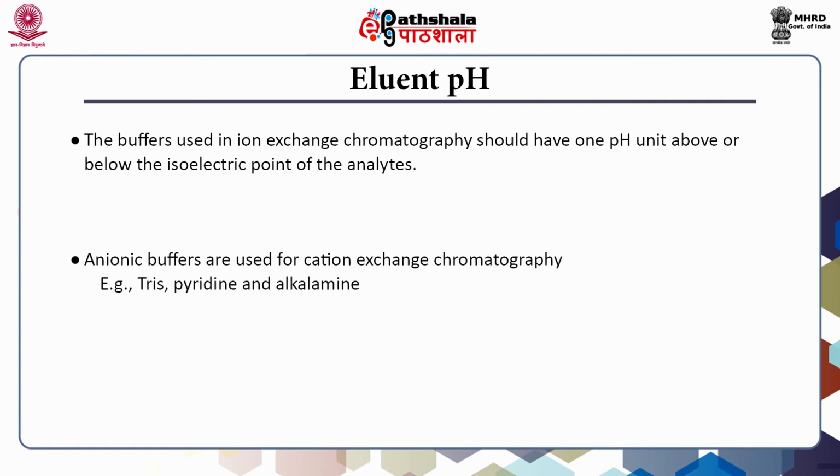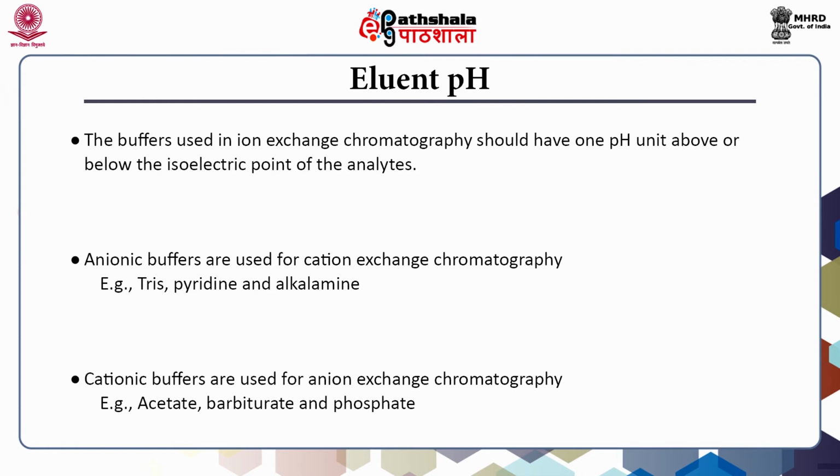Anionic buffers are used for cation exchange chromatography and cationic buffers are used for anion exchange chromatography. The examples for anionic buffers are tris, pyridine and alkylamine. But the examples for the cationic buffer are acetate, barbiturate and phosphate.